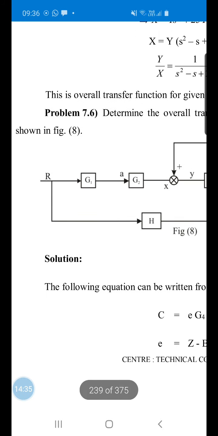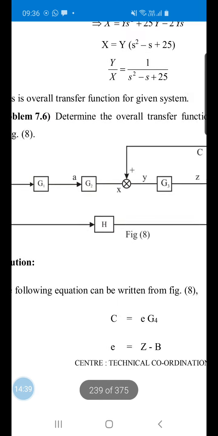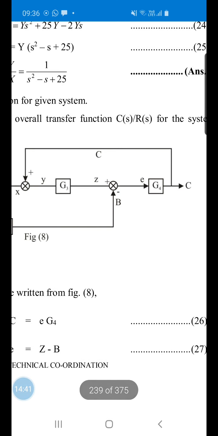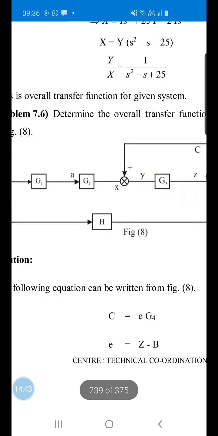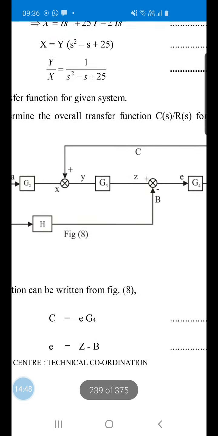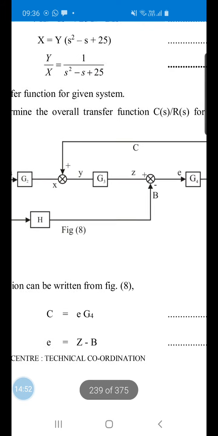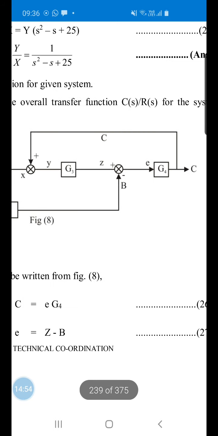Problem 7.6. Determine the overall transfer function C by R. So here again you can see there are inner loops. This is one loop and this is another loop. You have to find out C upon R. Again you have to put some unknown constants if they are not given, and then you can start solving. Now tell me, what is the C? C will be G4 into E. Is it right?